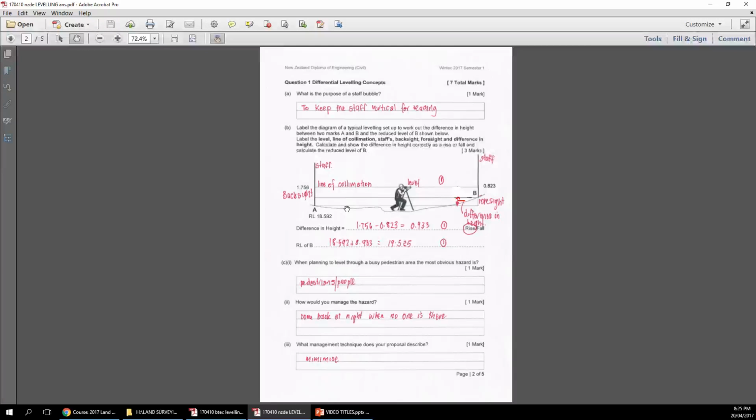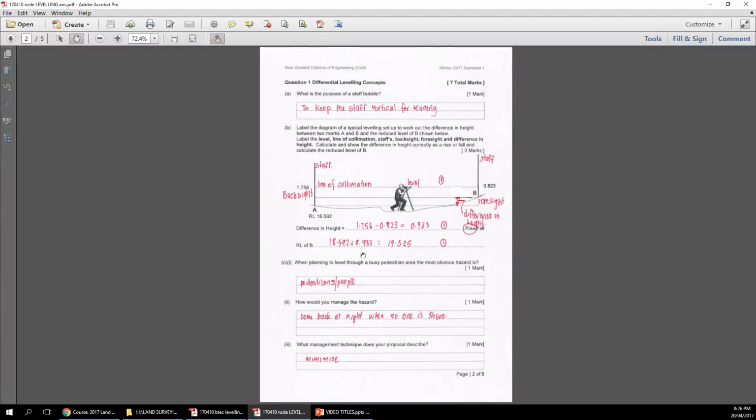Now most people got the difference in height of 0.933, apart from those who could not subtract and seem to get all sorts of variations on that. But that can be done on the calculator, and it's always the back sight minus the foresight that will give you the difference in height between A and B, and that's it in there. So most people got that correct.